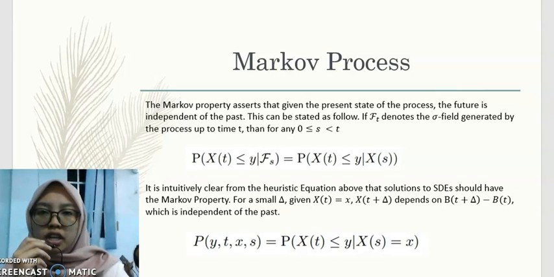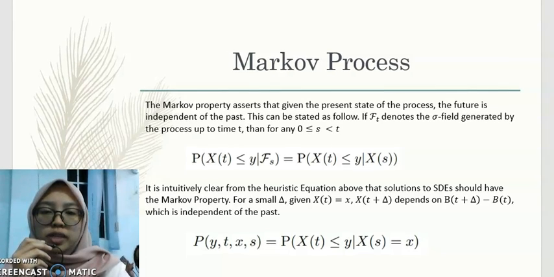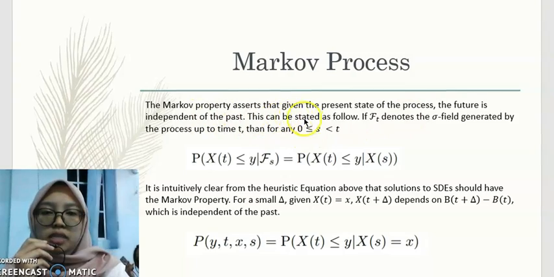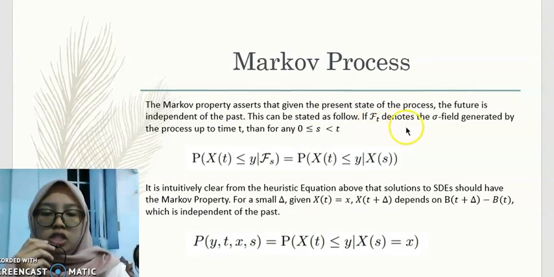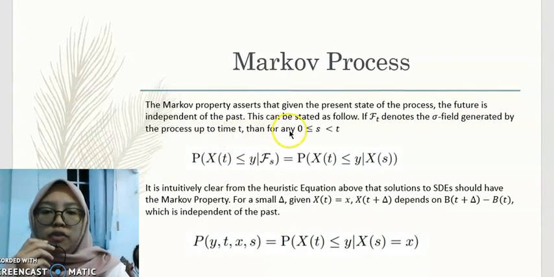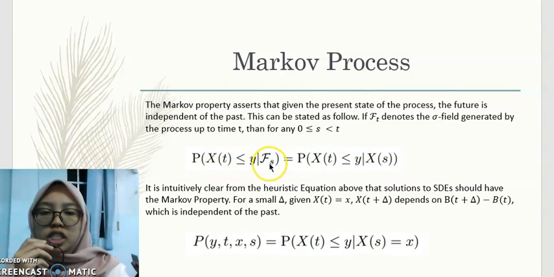This process is the Markov process. The Markov property says that given the present state of the process, the future is independent of the past. This can be stated as follows. If Ft denotes the sigma field generated by the process up to time t, then for any s greater than or equal to 0 and less than t, P(Xt <= y | Fs) equals P(Xt <= y | Xs).